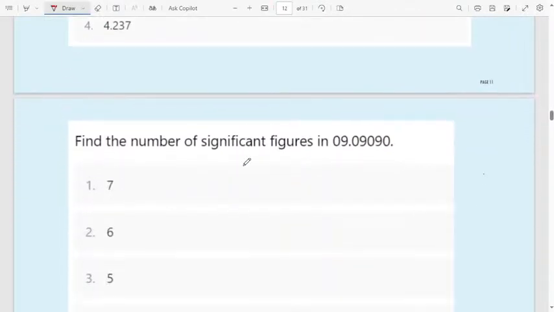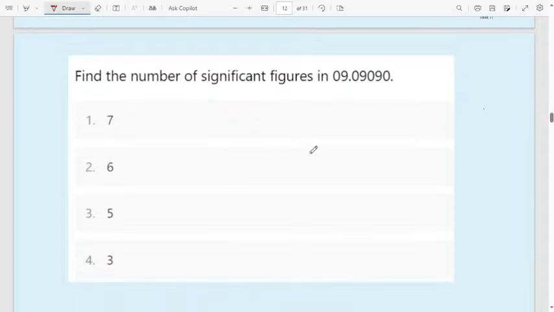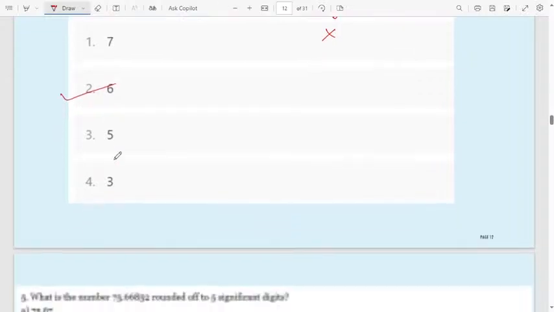Next, find the number of significant figures. Initial zeros, this one is not significant. Then 1, 2, 3, 4, 5, 6. How many significant figures do you have here? 6. Initial zeros are never significant. Leave that one.